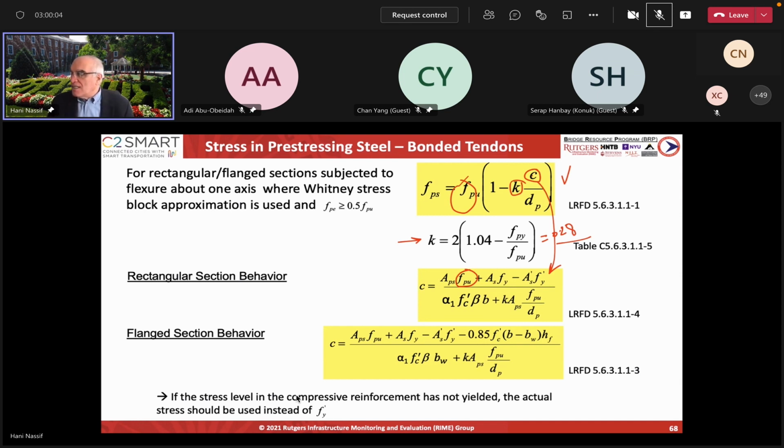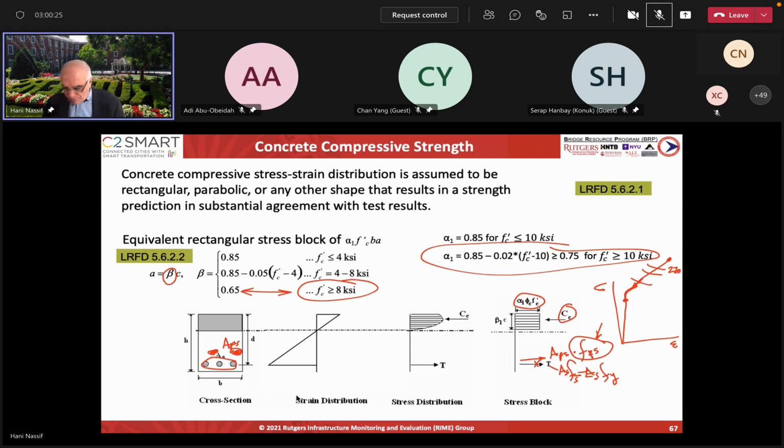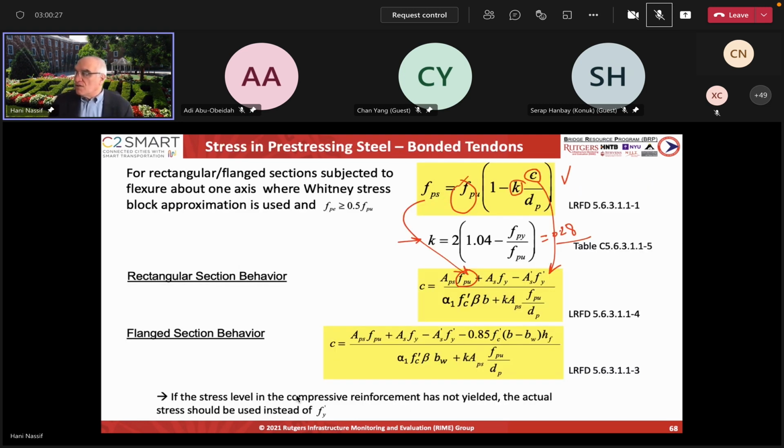Now, in the second iteration, if you want to do that, you go and put FPS instead of FPU, because that's the true force that is really at ultimate, right? And if you did that a couple of times, you see that it doesn't change anymore. Actually, even with FPU, you will see that it stays the same. It doesn't change much, 2-3%. So this is a very good, very accurate equation, and it gives you the strength.